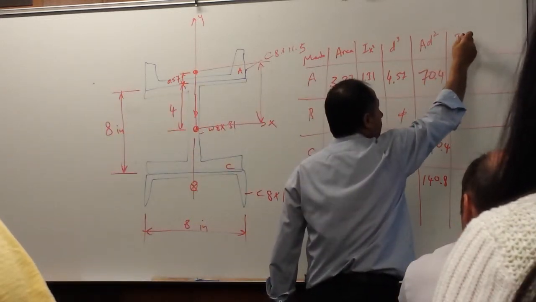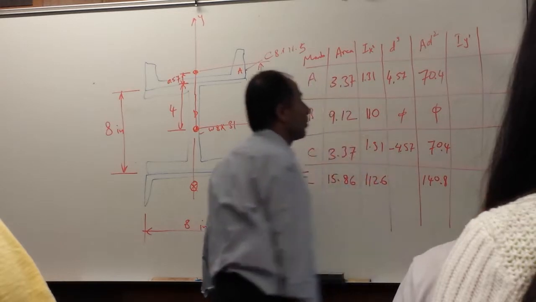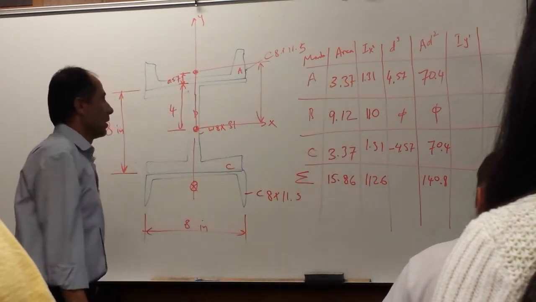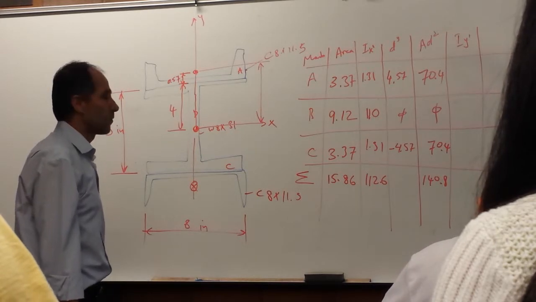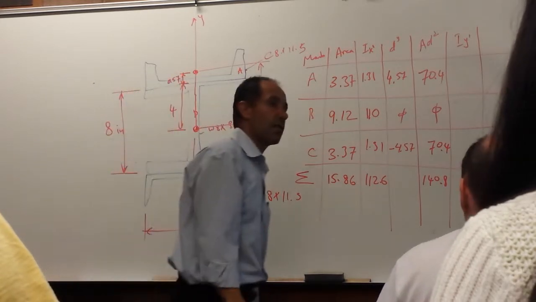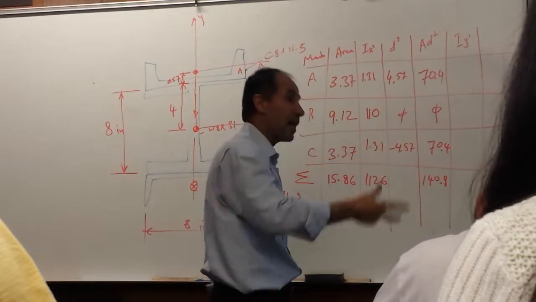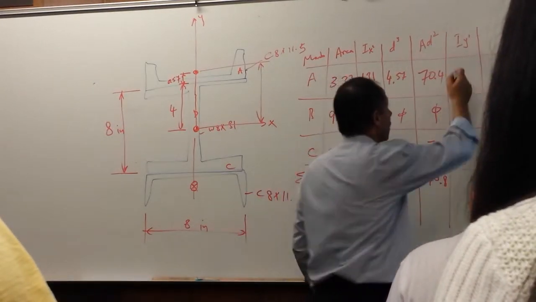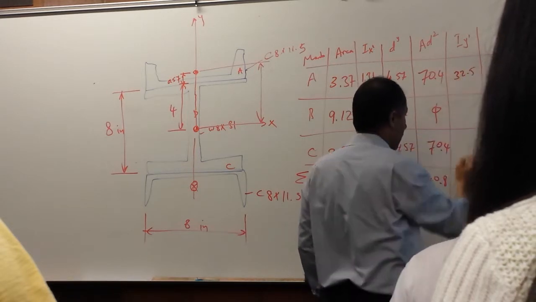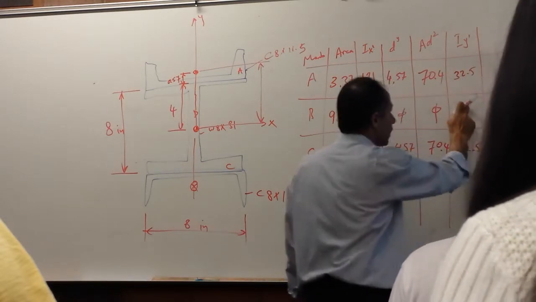I, Y prime is going to be what? Give me IY for the first one. What was the first one? IY from the table. You need to take the IX now, correct? 32.5. Then this is 32.5. What about this?